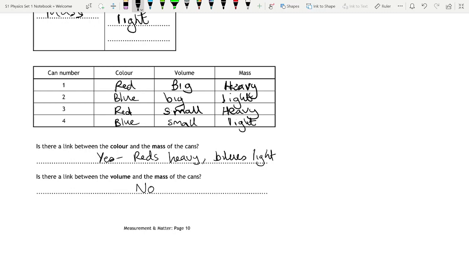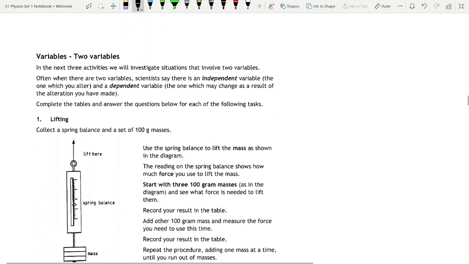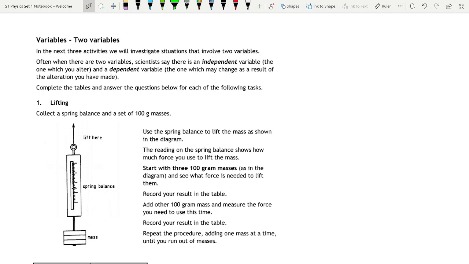Okay, so now we've got to grips with variables. We know that variables are things that vary in experiments, so things that change in an experiment. Now we're going to talk about specific types of variables. So we're going to do some experiments today that involve two variables. When you change one thing, what happens to something else? That's what we mean by two variables. One thing that you change, and then something that changes because you've changed the first thing.